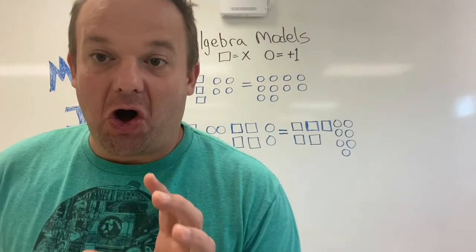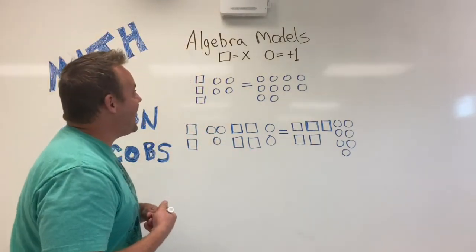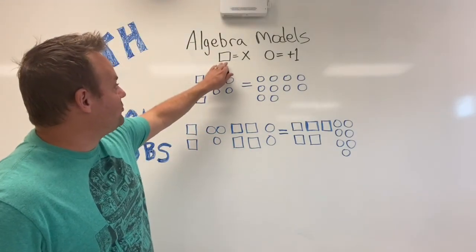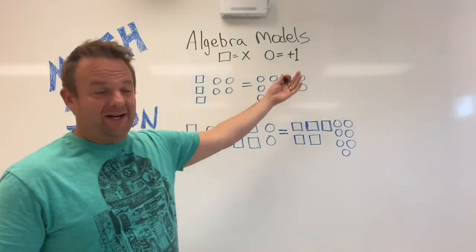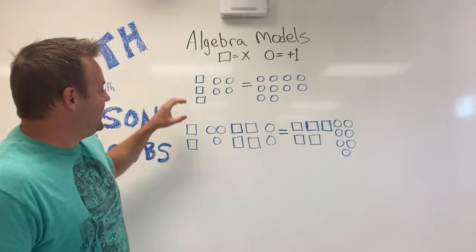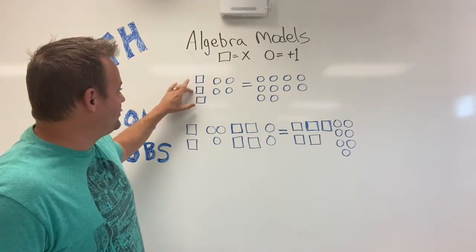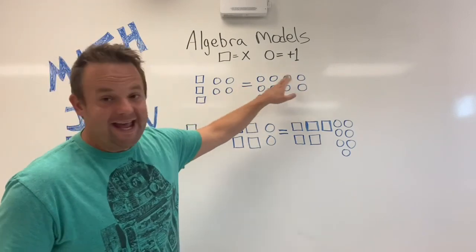Algebra models, look at these guys, algebra models. We're going to learn all about algebra models right now. So in algebra models, we're going to have a square represent x, and we're going to have a circle represent an integer, like positive 1, for example. So this is saying 3 squares plus 4 circles equals 10 circles.